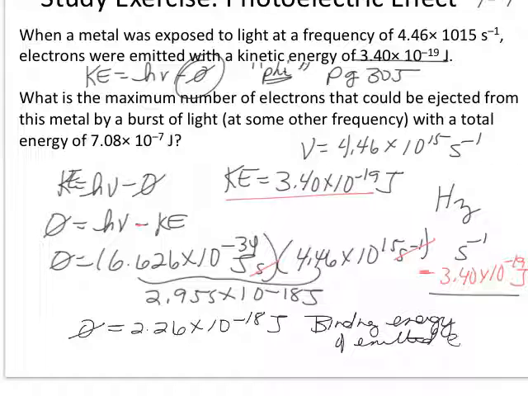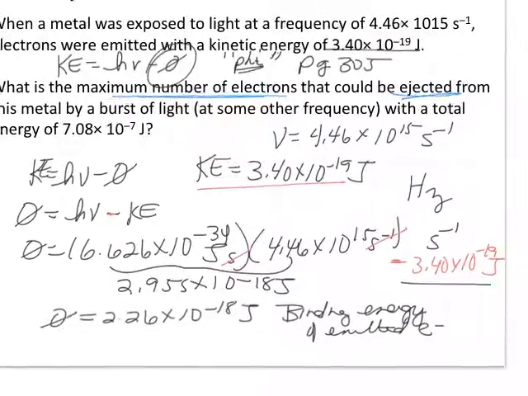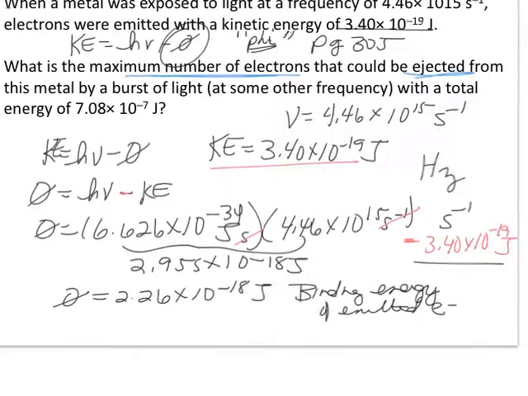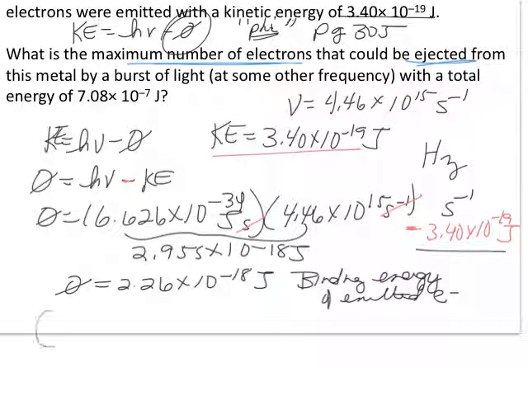Okay, so what you want to do then is asking you what is the maximum number of electrons that could be ejected. So we found how much energy is associated with a bound electron. So this is kind of like if you have a whole big piece of pizza and they say, okay, this is the slice, and they give you the area of the slice, and they want to say how many pieces of pizza. So you have to take the whole pizza divided by your slice of pizza. And then that's going to give you your number of slices.